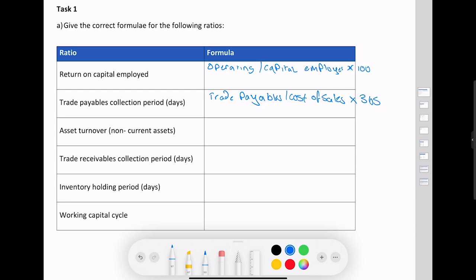So the next one on the list is our asset turnover using non-current asset registers. And the formula for this is operating profit over non-current assets. And just to confirm, that would be the carrying value. So just get that in.